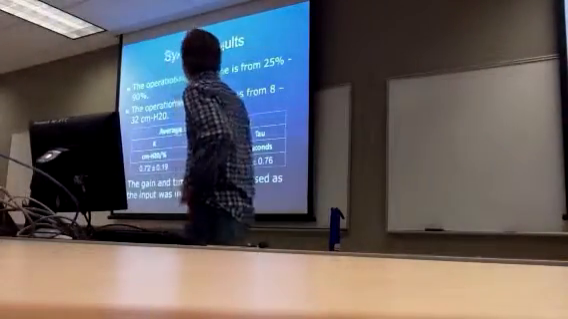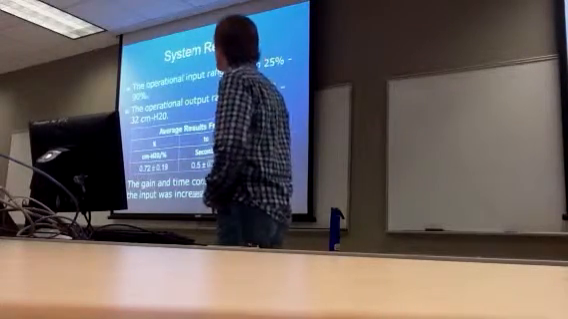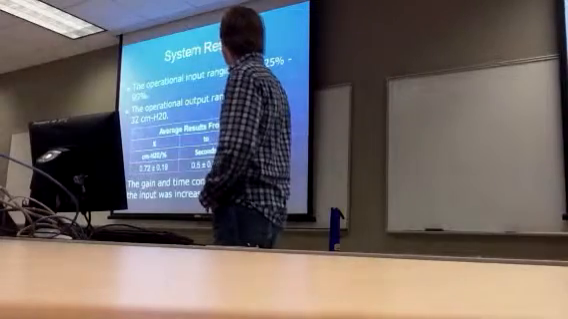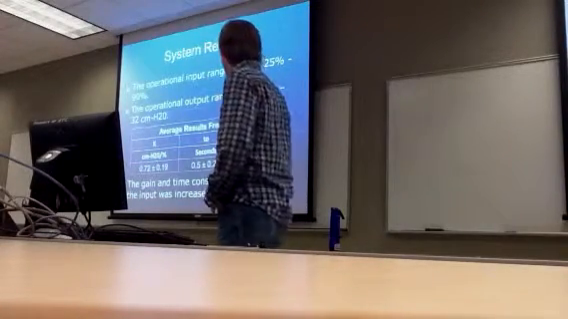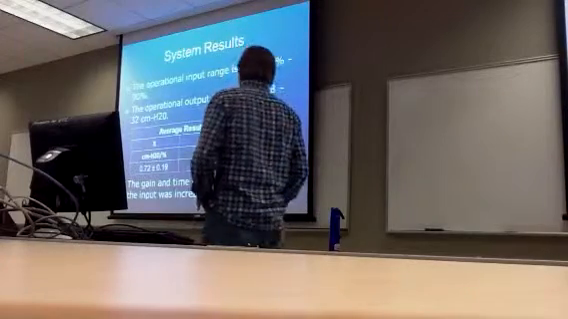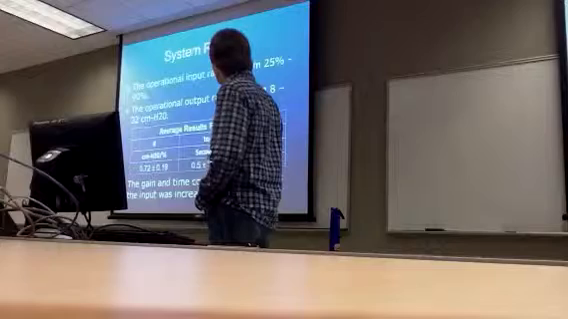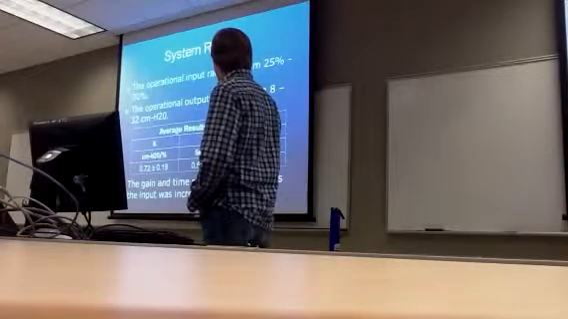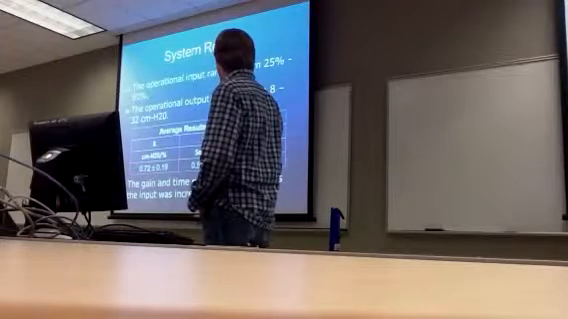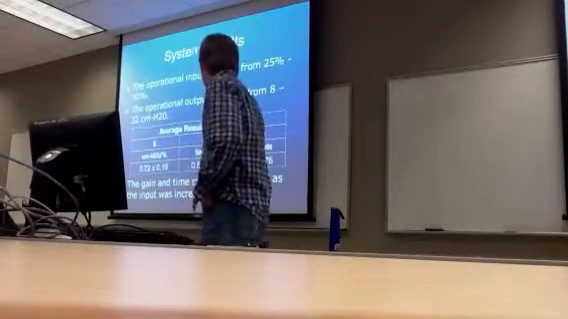Our overall system results. Operational input range is from 25% to 90. Operational output range is from 8 to 32 centimeters of H2O. After 9 tests, our average gain was 0.72 centimeters of H2O per percent. Our average dead time was 0.5 seconds, and our average time constant was 2 seconds.